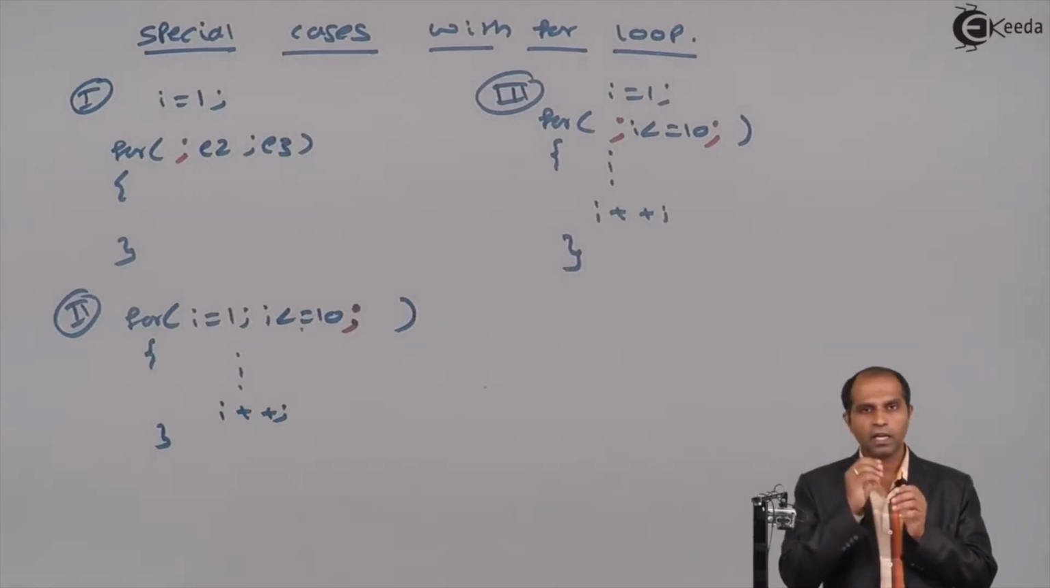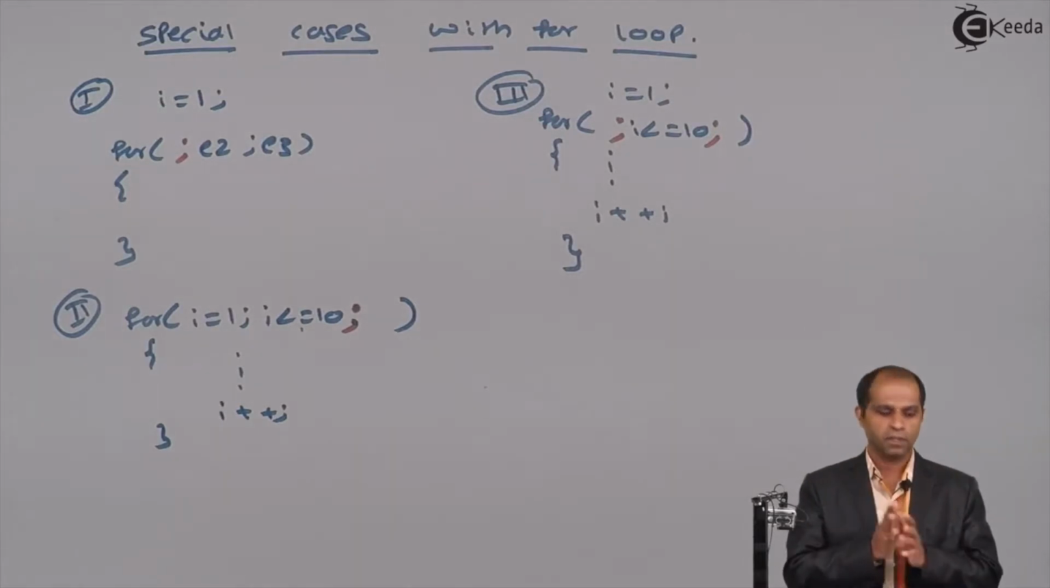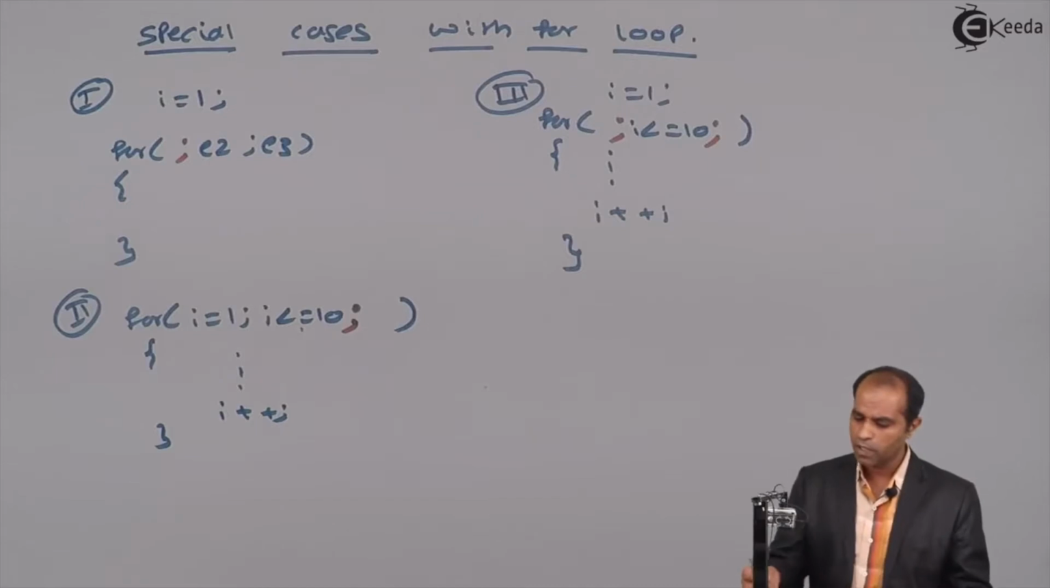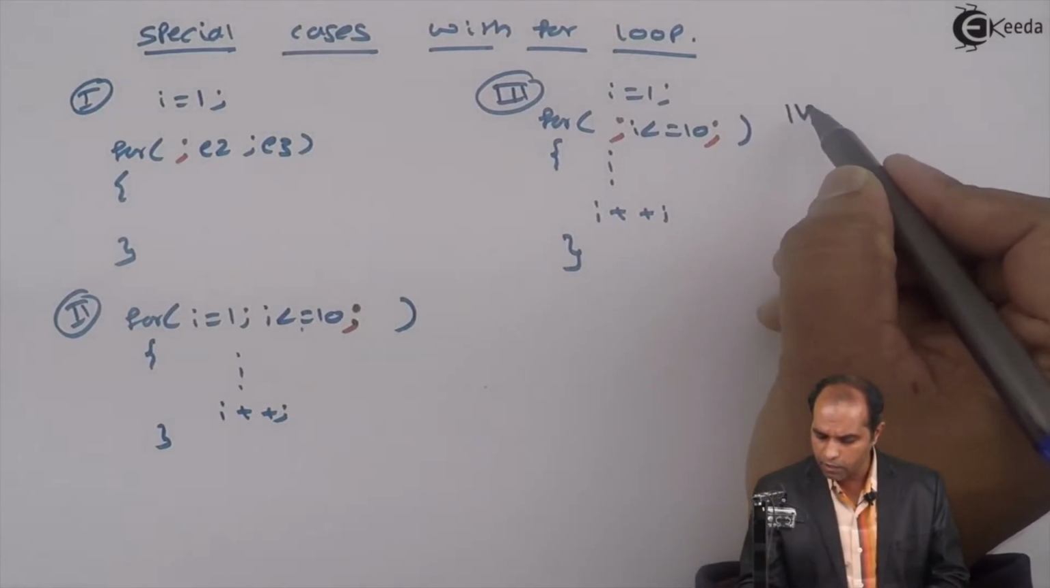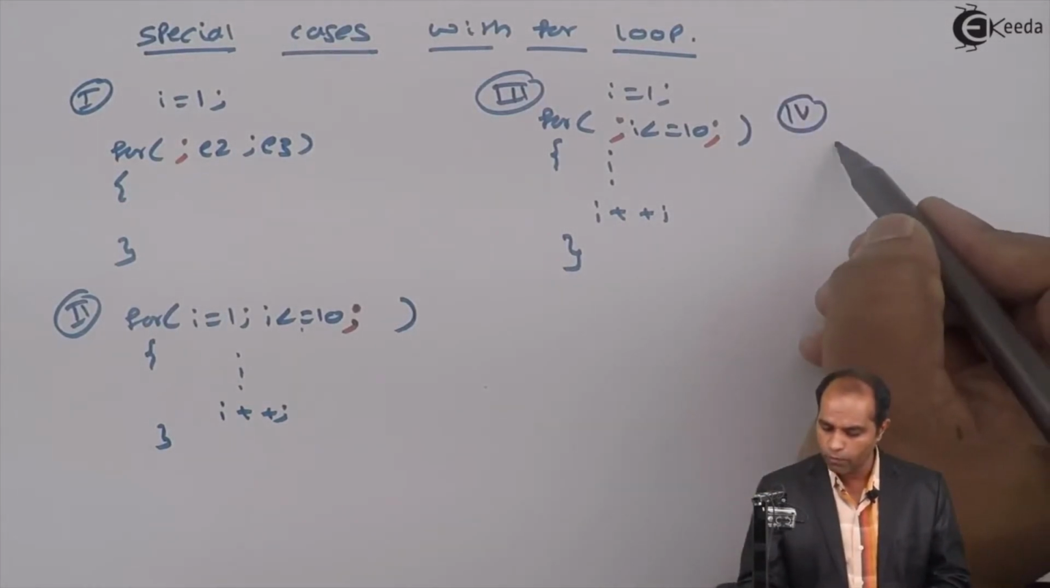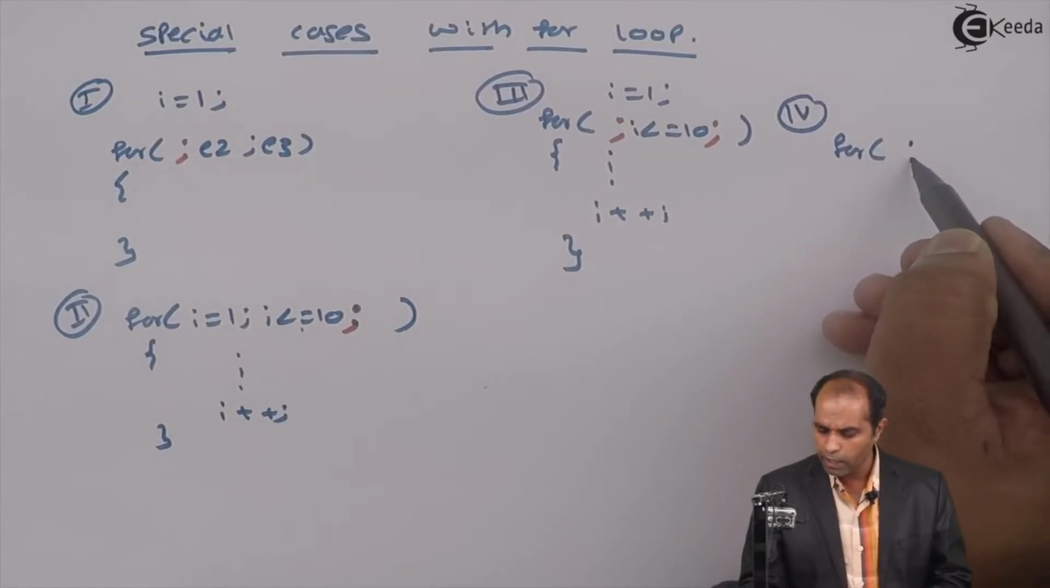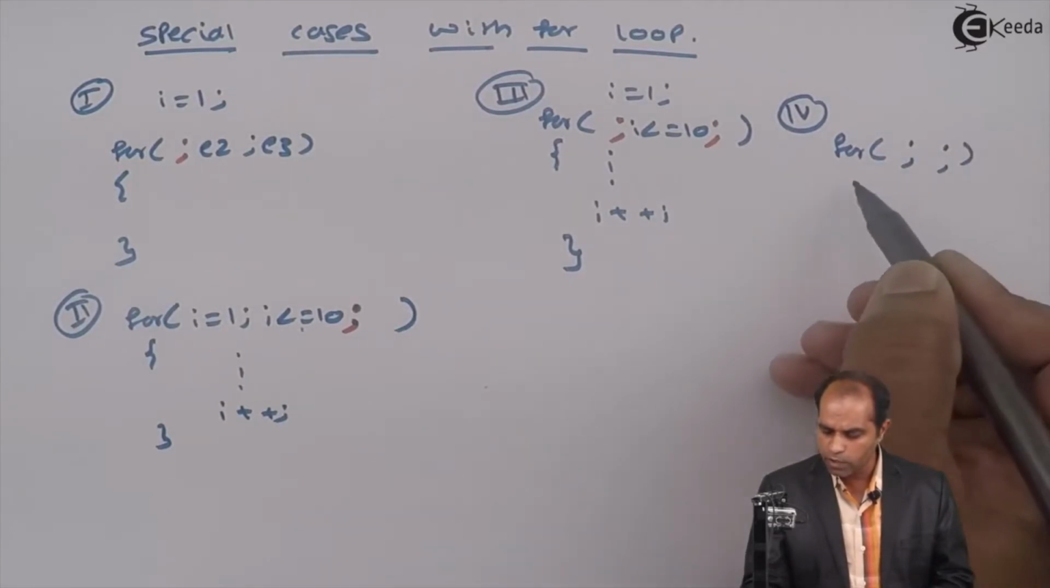The question comes, can I have all the expressions missing? Yes, you can have all the expressions missing. Let me put this as the fourth syntax. I'll have a for loop followed by at least 2 semicolons in the brackets.